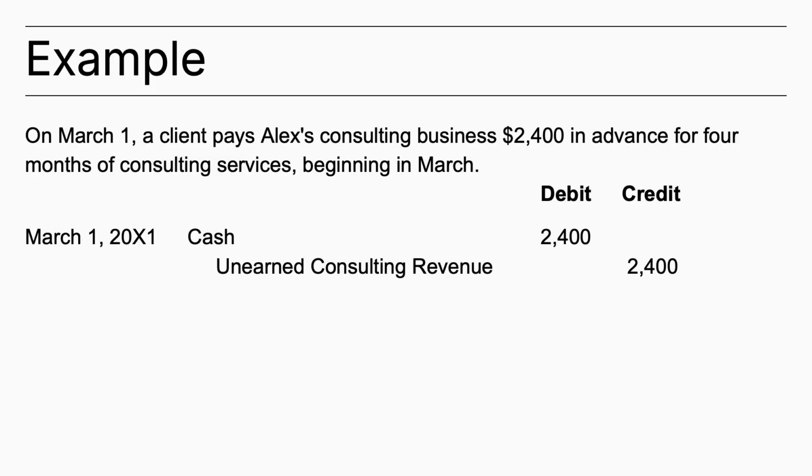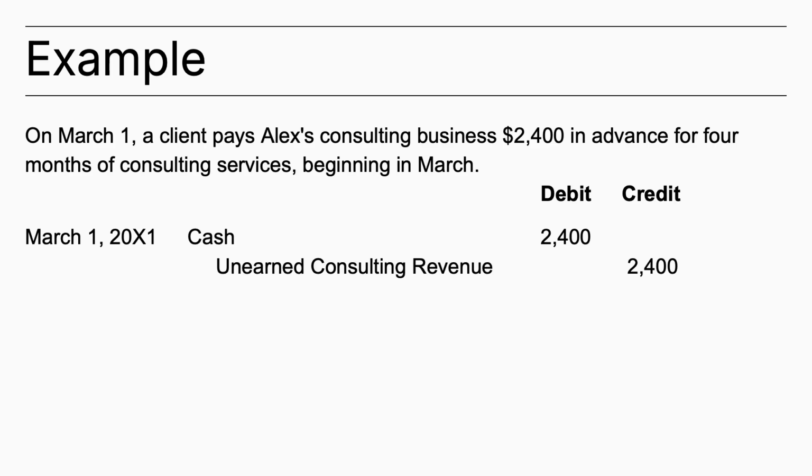Although it has already received the cash, it still owes the customer the promised goods or services. Receiving cash is not the same thing as earning revenue. Revenue is recognized only after the goods have been provided or the services have been performed. Until then, the amount received is recorded as unearned revenue, which is a liability because the business still has an obligation to fulfill.